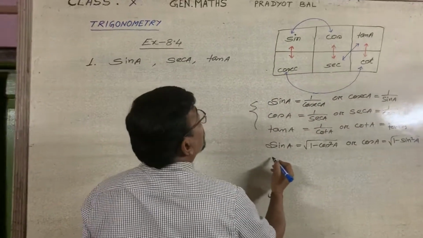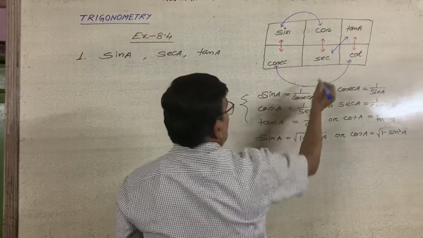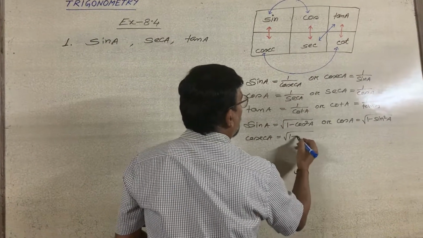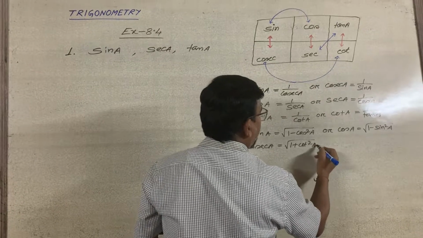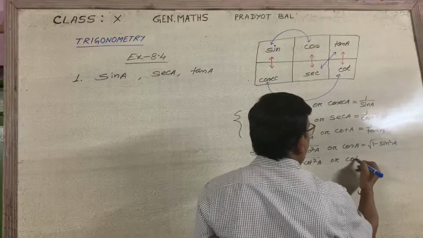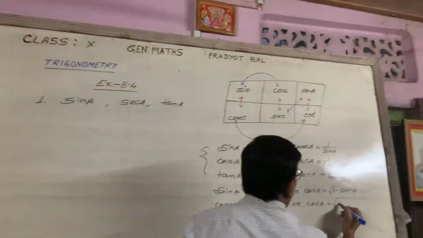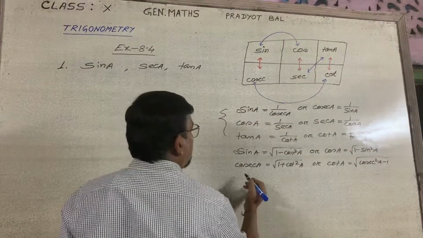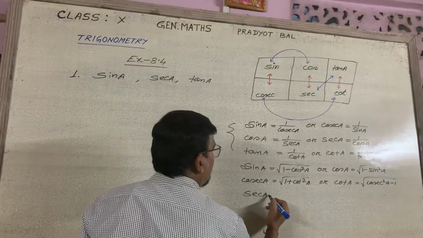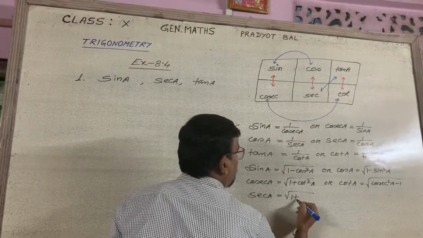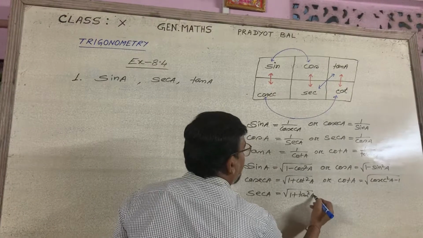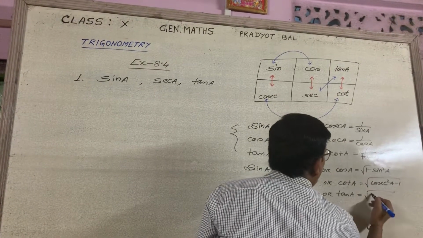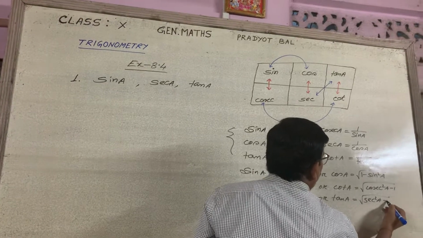Similarly, next one, cosec and cot. Cosec A is equal to root over 1 plus cot square A, or cot A is equal to root over cosec square A minus 1, or you can have sec A is equal to root over 1 plus tan square A, or tan A is equal to root over sec square A minus 1.